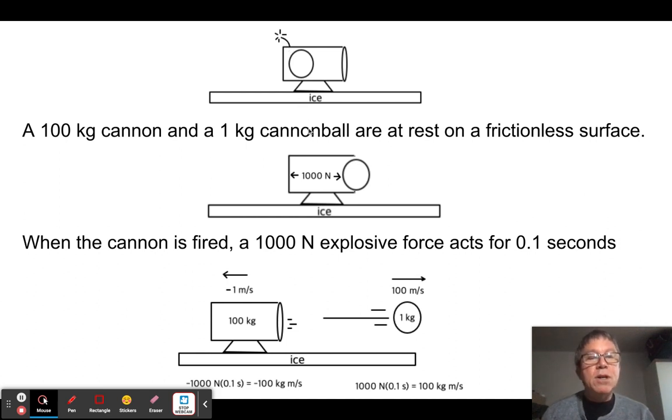Boom! When it goes off, there's going to be an explosion force that pushes in all directions. And so what's going to happen is that same 1,000 newtons of force is going to push the cannonball to the right and the cannon to the left. It's going to be an equal amount of force acting for an equal amount of time, and I chose the amount of time to make my life easy, 0.1 seconds. So 1,000 times 0.1 gives 100. So there's going to be 100 units of momentum change on this object in the positive direction and 100 units of momentum change on this one in the negative direction.